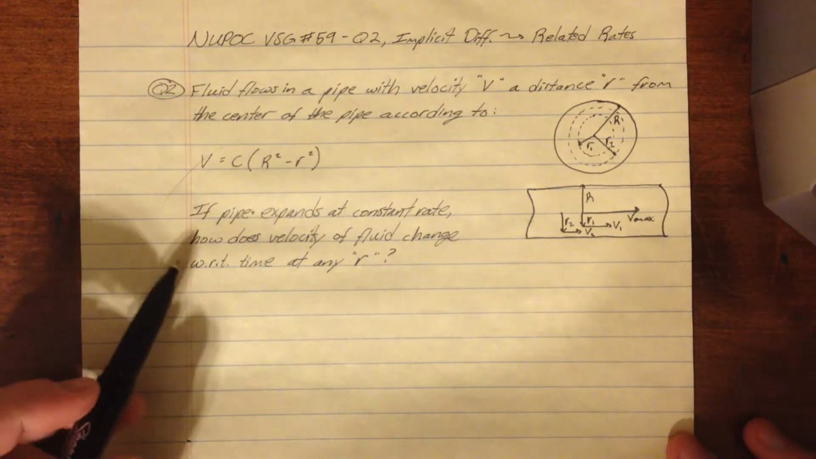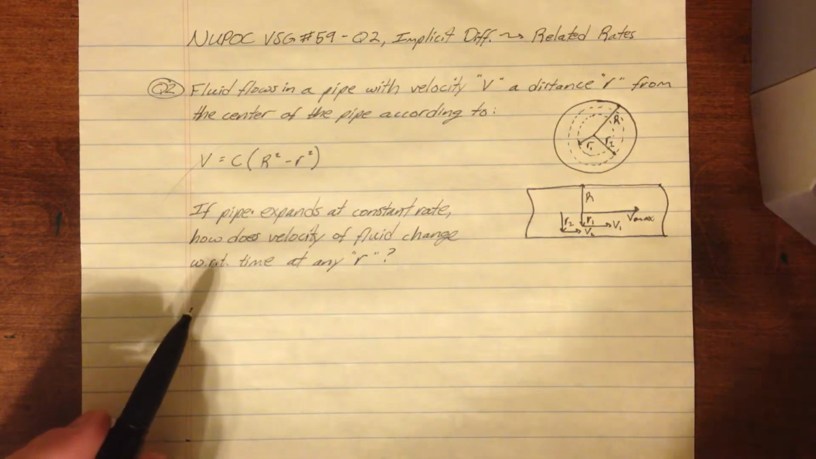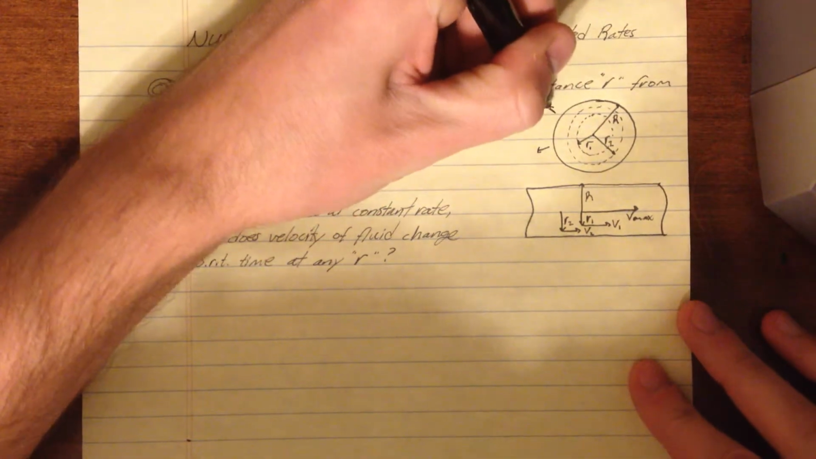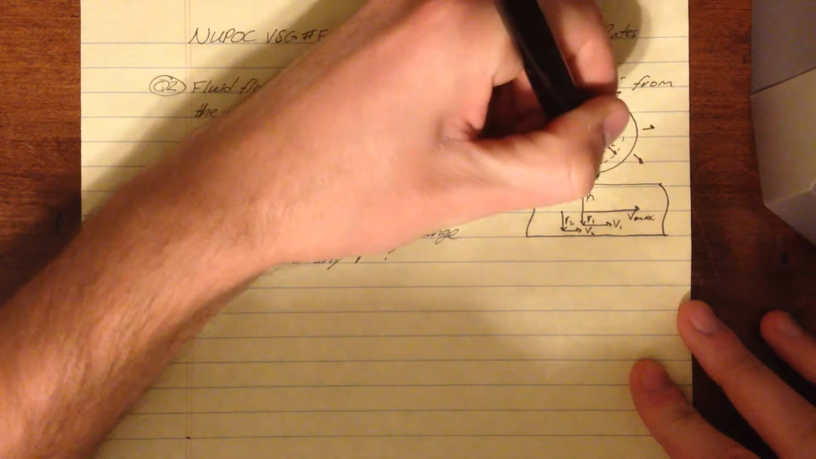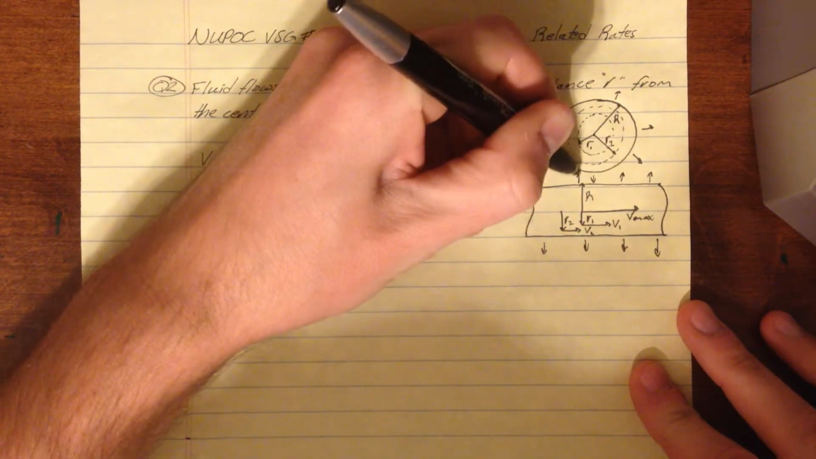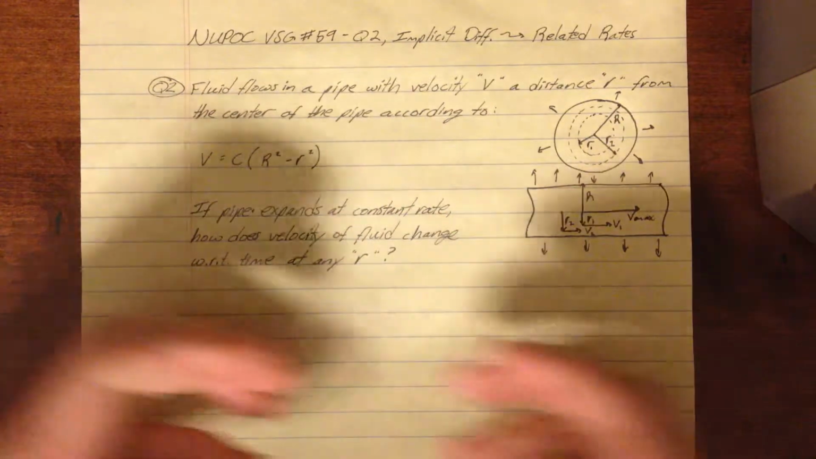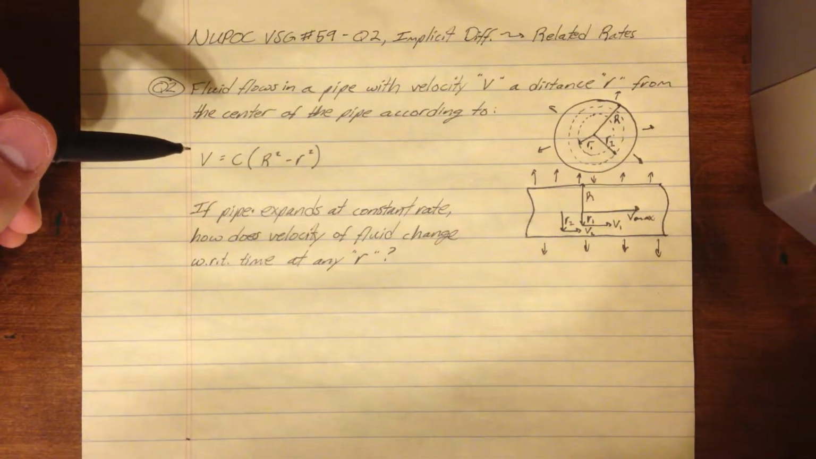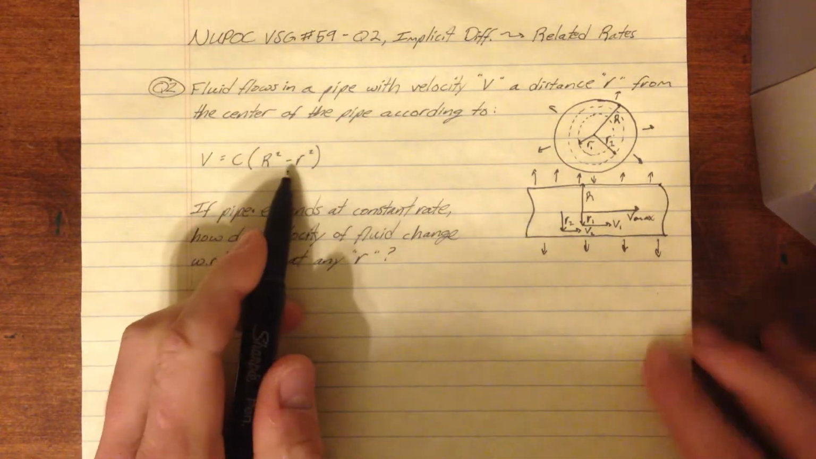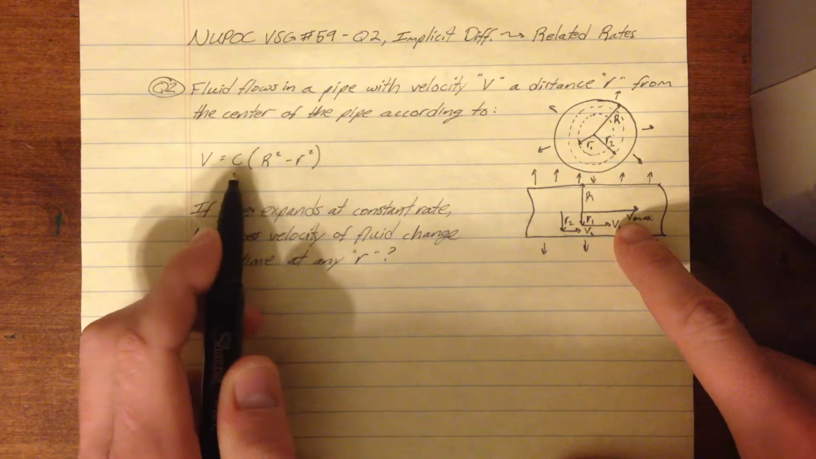Now it asks us, if the pipe expands at a constant rate, how does the velocity of the fluid change with respect to time at any lowercase r? What they're saying is, if this pipe were to start getting bigger at a constant rate with respect to time, or in this figure, these walls start moving apart and it starts expanding, so big R starts increasing, what happens to the fluid flow? Because we can see here that it is dependent on big R squared. In fact, if we just looked at the maximum velocity at the center of the pipe, where little r is 0, the maximum velocity is c R squared.